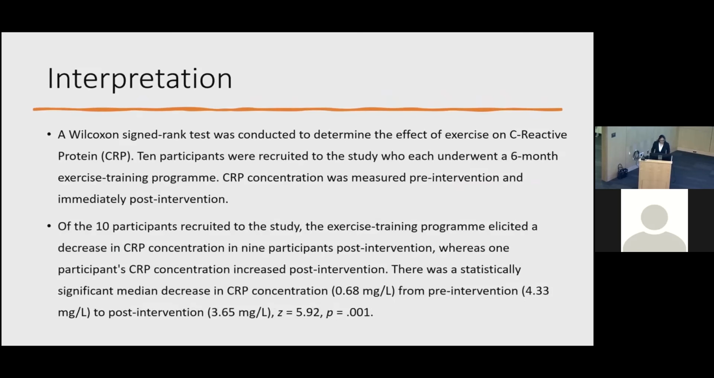Of the 10 participants recruited to the study, the exercise training program elicited a decrease in CRP concentration in 9 participants post-intervention, whereas 1 participant's CRP concentration increased post-intervention. So there was a statistically significant median decrease in CRP concentration from pre-intervention to post-intervention. And then you present the z-statistic, z-score, and the p-value here.